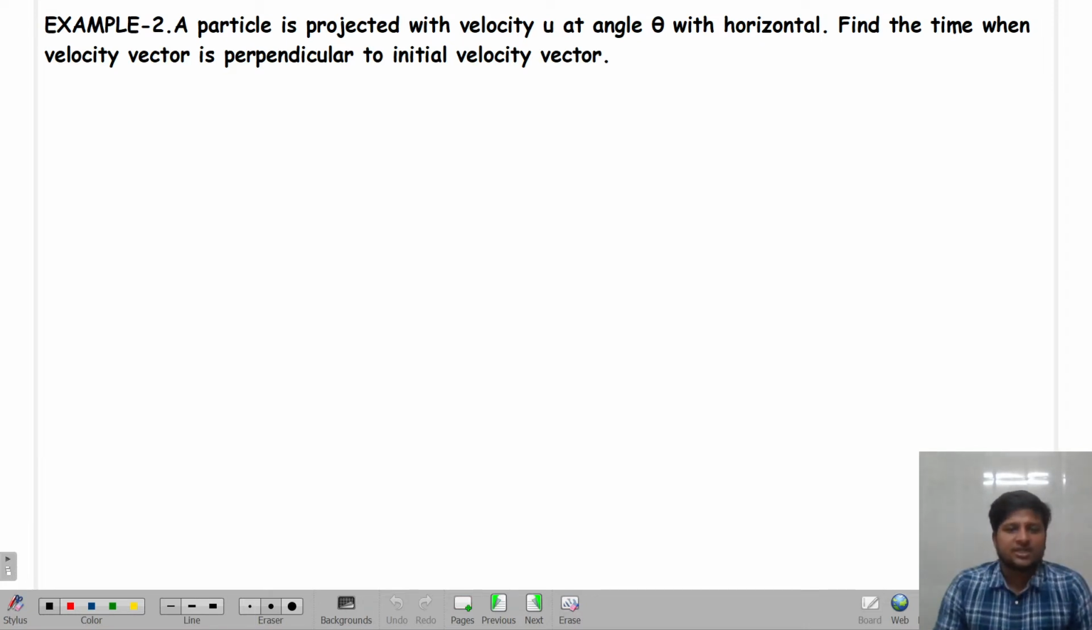A particle is projected with velocity u at angle theta with the horizontal. Find the time when the velocity vector is perpendicular to initial velocity vector. Wow, what a question. Think about this question. 500 rupees coupon means 500 rupees prize money for those who will solve this question.